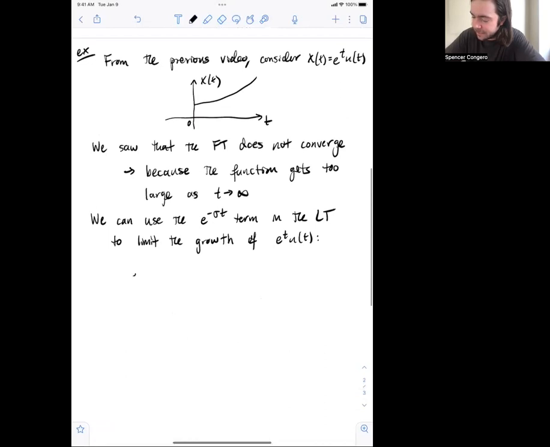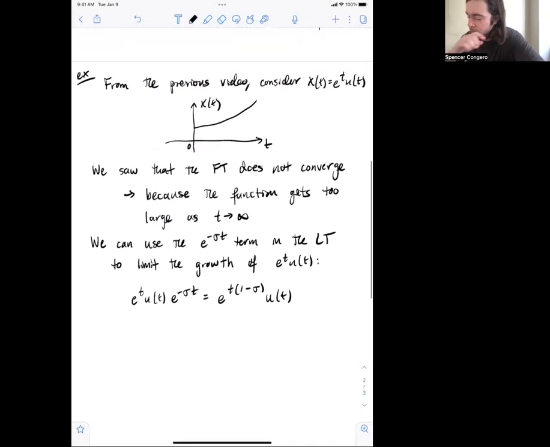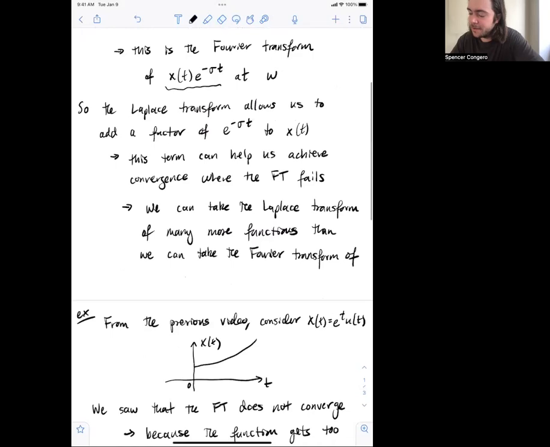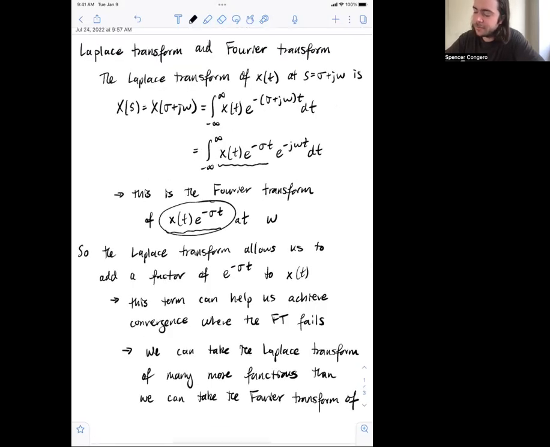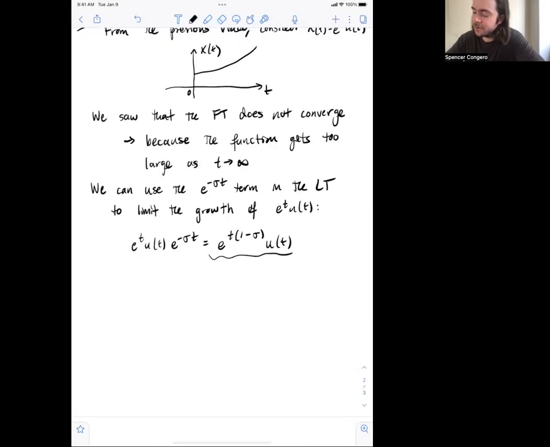So let me just write that down. We have e to the t u of t, times e to the negative sigma t, and this is just e to the t(1 minus sigma) times u of t. Now we're looking at the Laplace transform with this sigma as the real part of s, and we saw up here that that's really the Fourier transform of that entire function that I just wrote down at omega. So really, we're trying to get the Fourier transform of this function to converge. In other words, the Laplace transform of this function, where the real part of s is sigma.